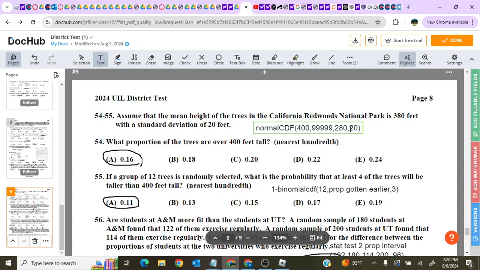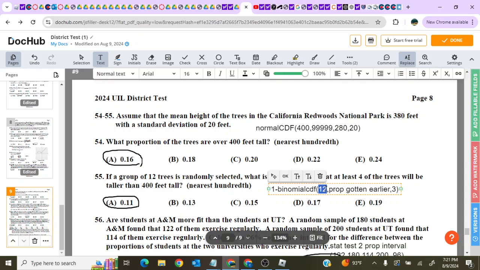A group of 12 trees is randomly selected. Find the probability that at least 4 will be taller than 400 feet. We know the probability for one tree, so the probability that at least 4 trees are taller is 1 minus the probability that there are 3 or fewer trees taller than that. So we can use binomial CDF for that.